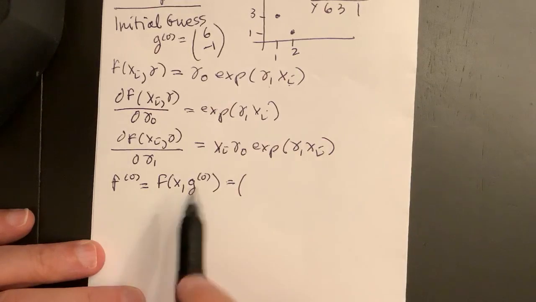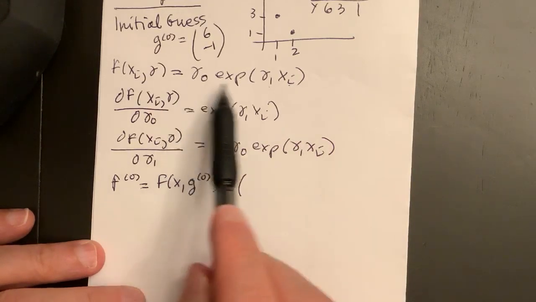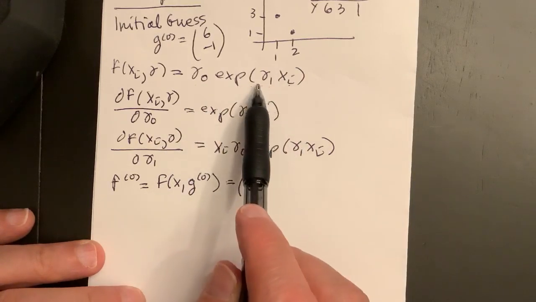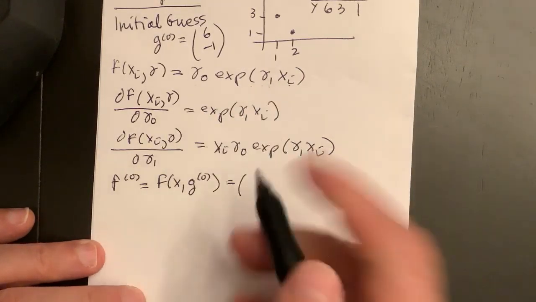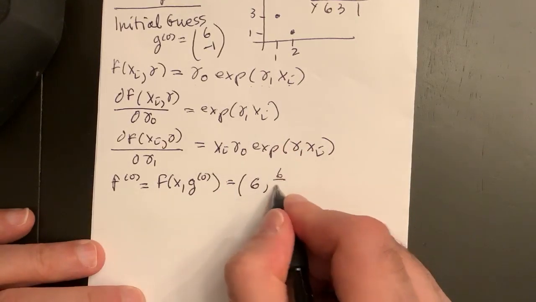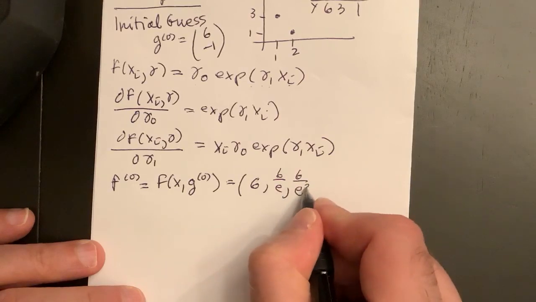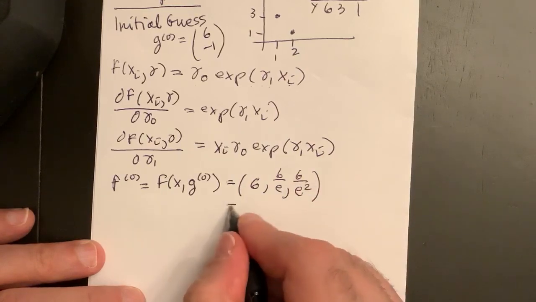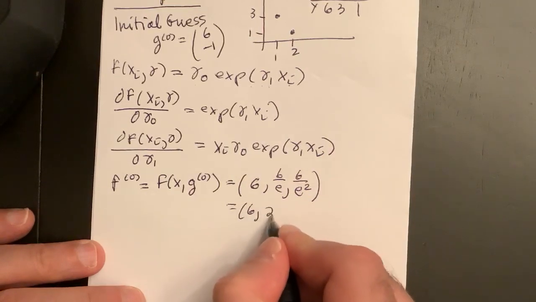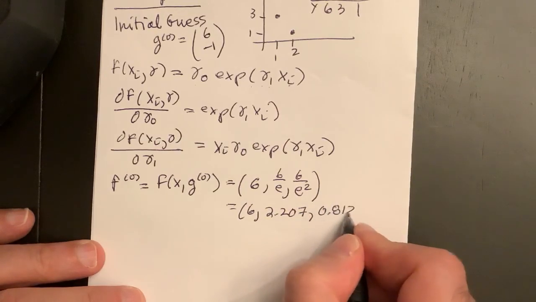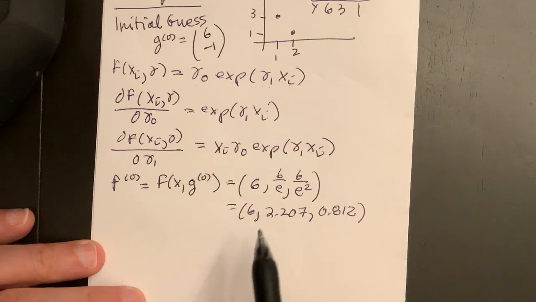If I put 6 in here and minus 1 in here, I have 6 times e to the 0, so I have 6. And then I have 6 times e to the minus 1, so I have 6 over e, and 6 over e squared. I get something like 6, 2.207, and 0.812. And so this is like your first approximation at the y values.